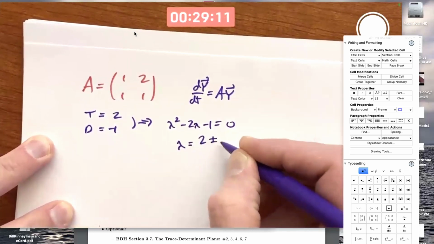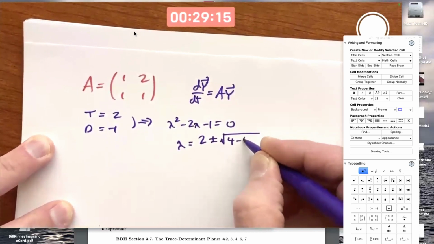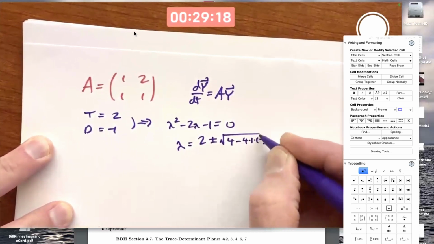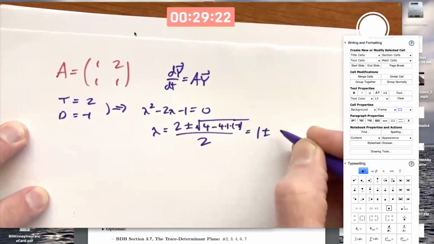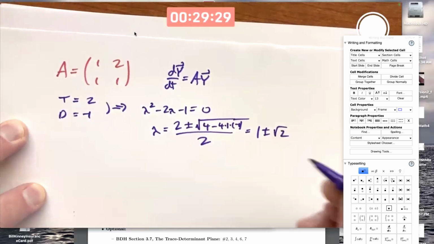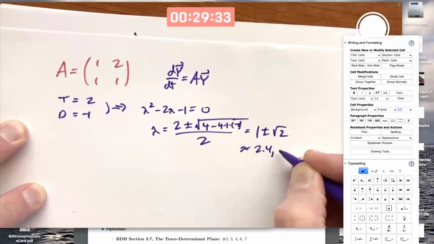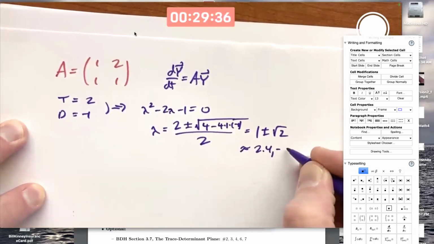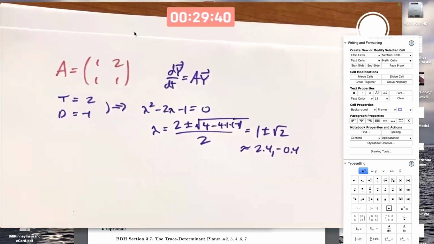Eigenvalues are 2 plus or minus the square root of 4 minus 4 times 1 times -1, over 2, quadratic formula there. 1 plus or minus the square root of 8 over 2, which simplifies to 1 plus or minus the square root of 2. The eigenvalues are about 2.4 and -0.4. One positive, one negative. The origin is a saddle point.